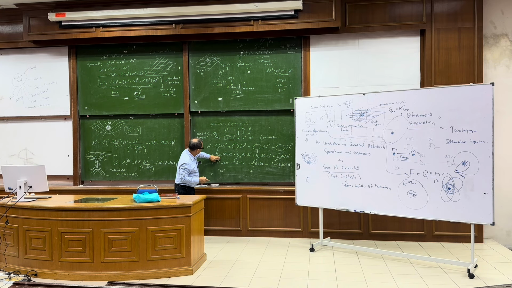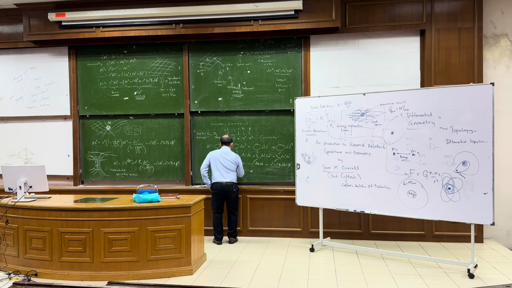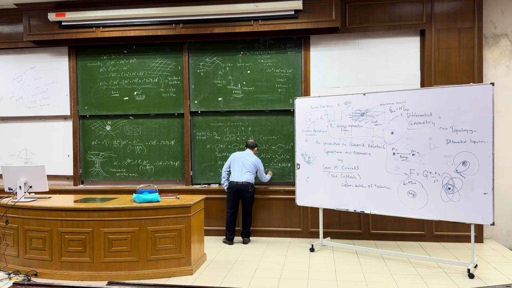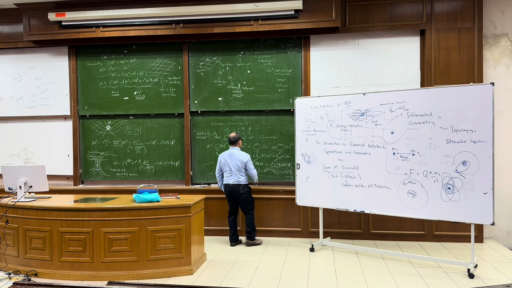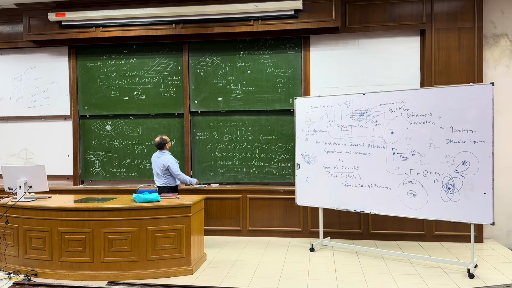So if that is the case, it means there is no c squared, because we have dct multiplied with dct. So x0 here is ct. Multiply this with G. So G00 here is 1, G11 here is negative 1, G22 here is negative r squared, G33 here is negative r squared sin squared theta.